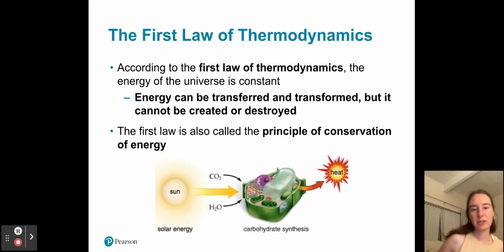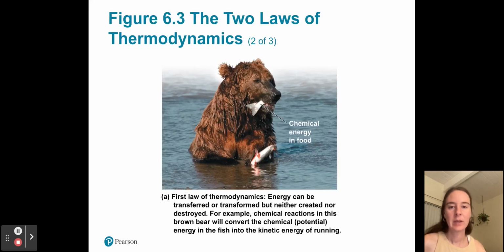Okay, so this gets us to the laws of thermodynamics, or laws of how energy and transformation of energy rule in our universe. The first law of thermodynamics: the energy of the universe is constant. Energy is never created or destroyed in our universe. It's only transferred or transformed between different types. This is also called the principle of conservation of energy. So energy is conserved. It is not destroyed. It is only transferred.